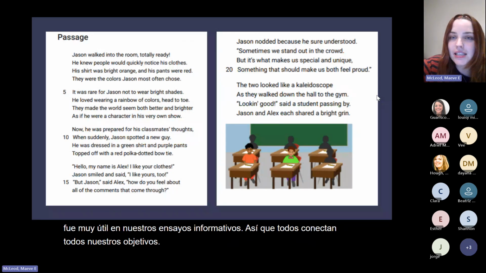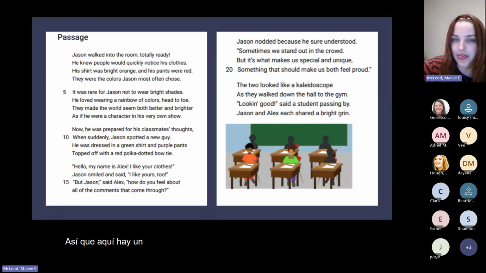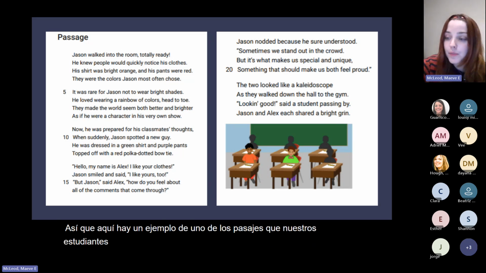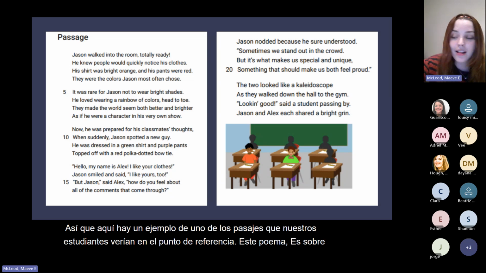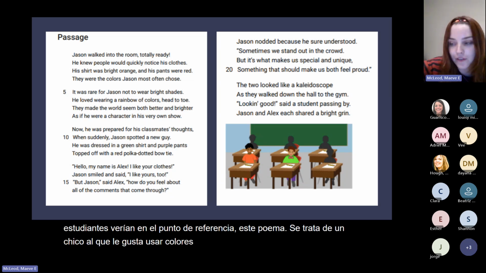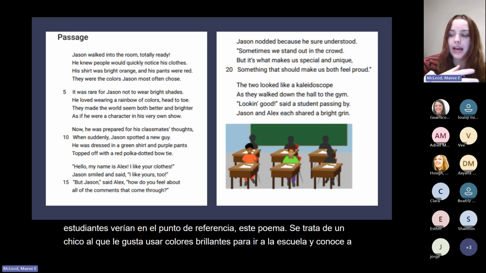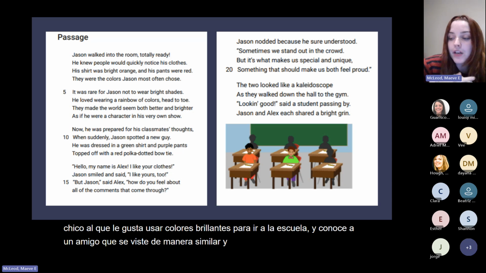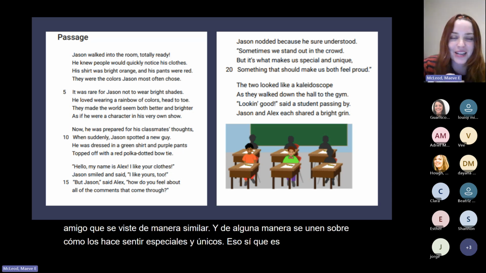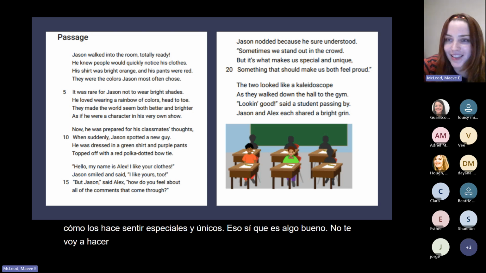So here is an example of one of the passages that our students would see on the benchmark. This poem, it's about a boy who likes to wear bright colors to school. And he meets a friend who dresses similarly, and they kind of bond about how it makes them feel special and unique, and how that's a good thing. I'm not going to make you read the entire passage, but that's a quick synopsis of it.